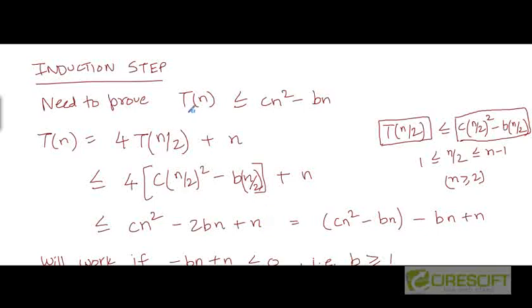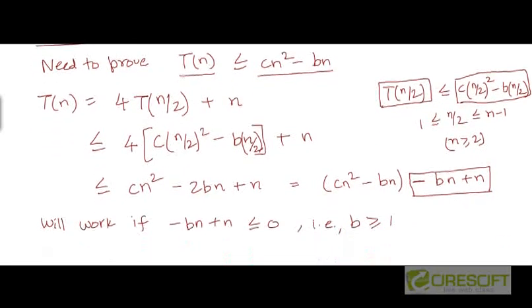Now we want to prove that t of n is less than or equal to cn square minus bn. So let's write cn square minus bn separately, and let's write whatever terms remain separately. So if we split this minus 2bn into minus bn and minus bn, this is what we want to prove on the right hand side. This is what we want to get on the right hand side. T of n needs to be less than or equal to this term. But we also end up with these two terms, minus bn plus n.